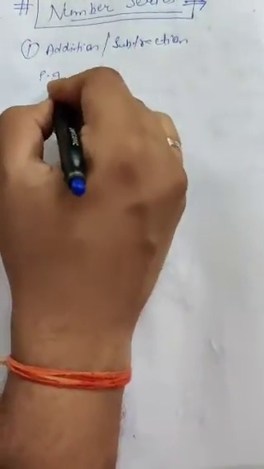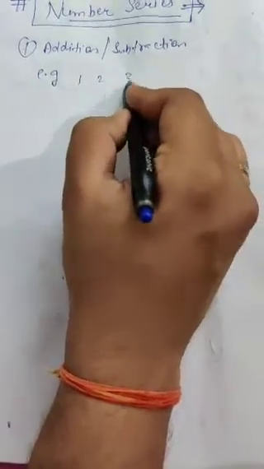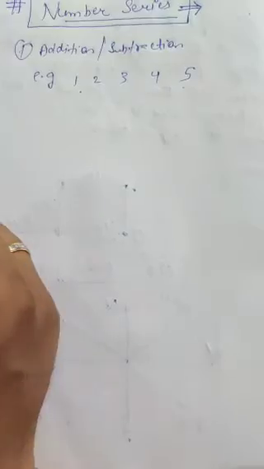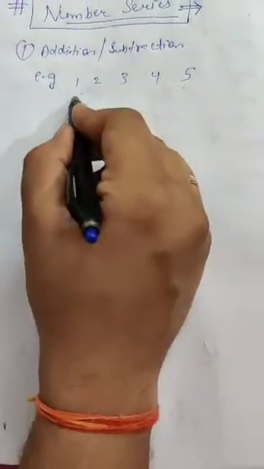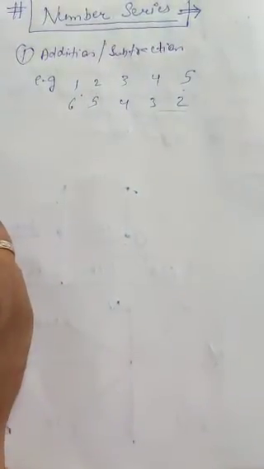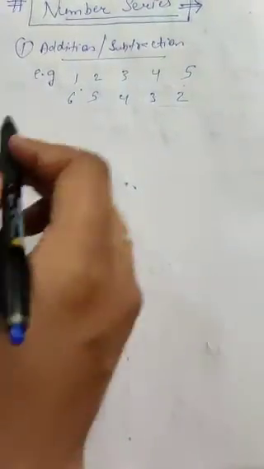Example, 1, 2, 3, 4, 5 is a number series, and we can see 1, 1 number is adding. Another example, 6, 5, 4, 3, 2, means 1, 1 number is subtracting. So this is the first thing that we have to see.